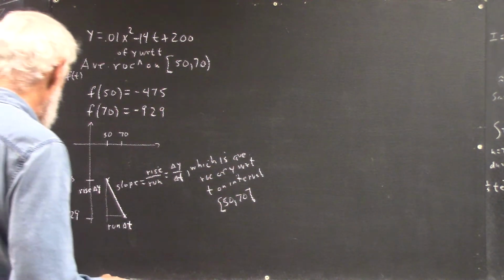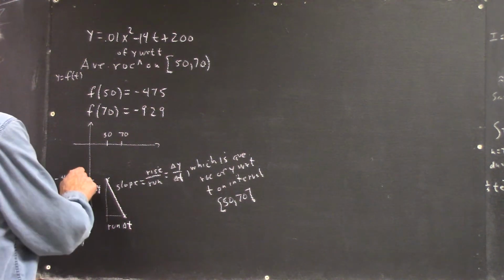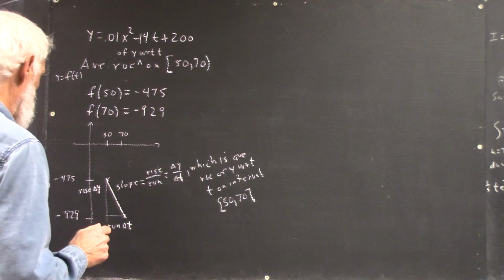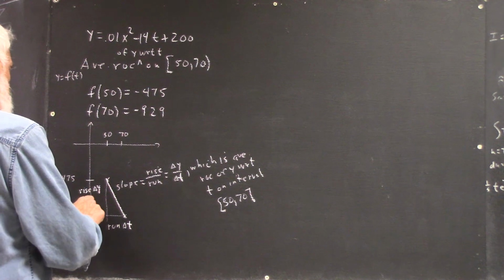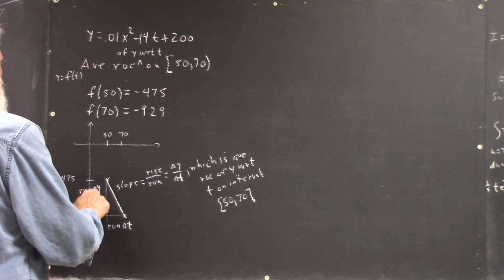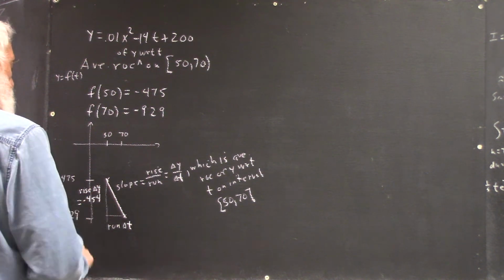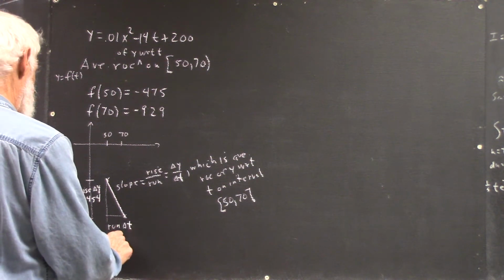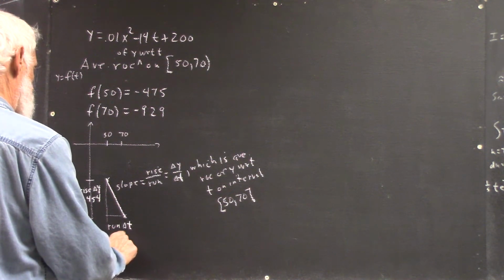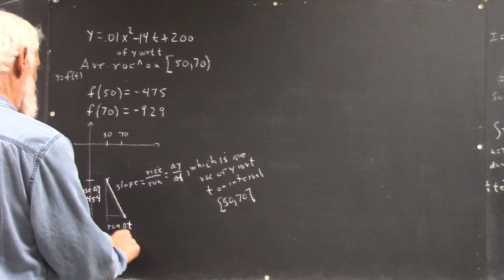So now all we've got to do is find the rise. Well, that's going to be what? Negative 429 and 25 is negative 454. In the run, delta t equals 20.